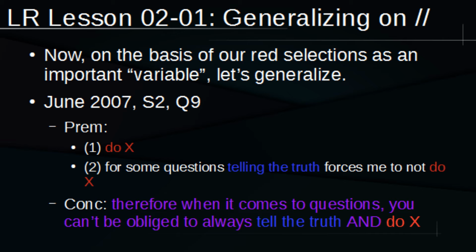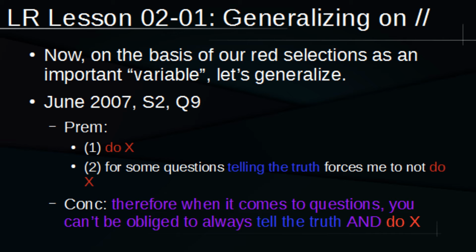Generalization is as simple as it sounds and as it looks here. It's literally just taking concepts and crushing them down into variables. And finally, the conclusion, also remember, had the whole promise concept as well. And in there, we transform promises into x. And so we get, therefore, when it comes to answering questions, you can't be obliged to always tell the truth and do x.